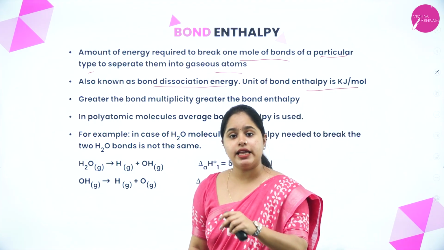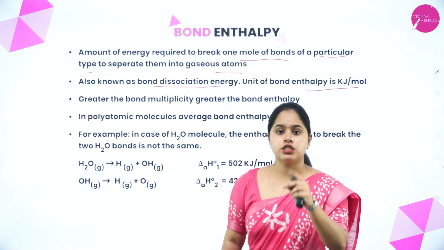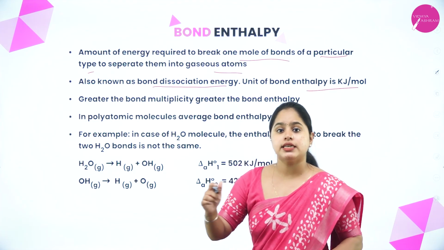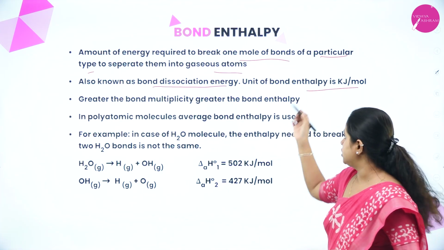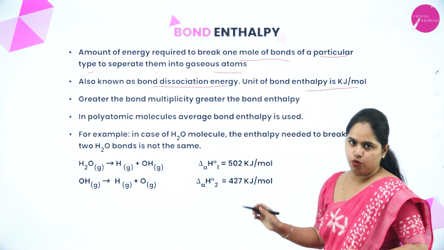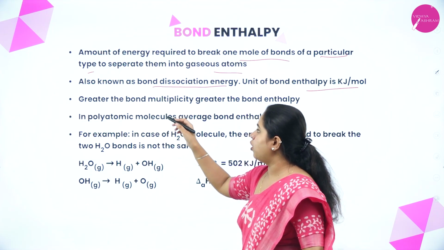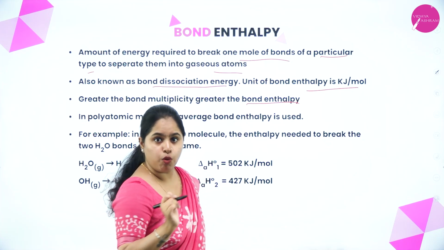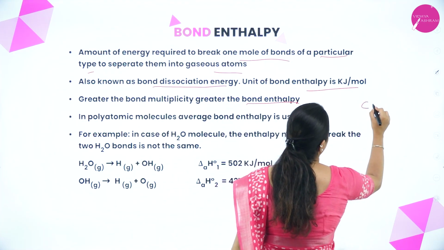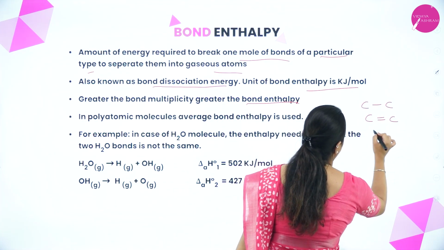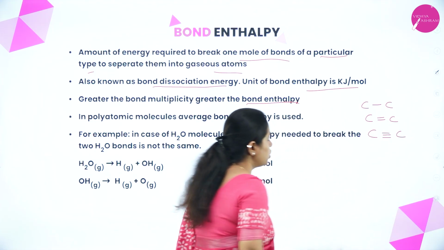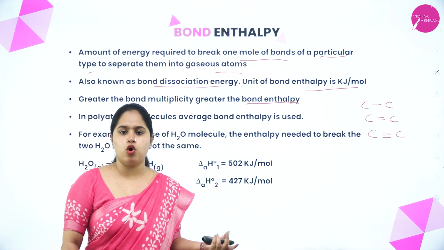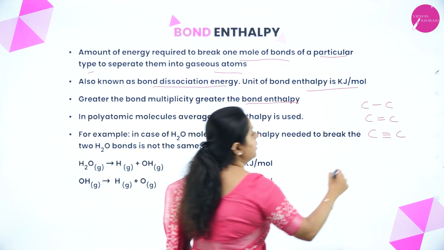It is the energy required to break the bonds in a molecule or in a compound having 1 mole. We know that the unit of energy is kilojoule, and it will be per mole. And the greater the bond multiplicity, the greater the bond enthalpy. So what is bond multiplicity? We already studied. Let's take the same example. Out of the single bond, double bond and triple bond, which will require more bond enthalpy? Of course, it will be triple bond.